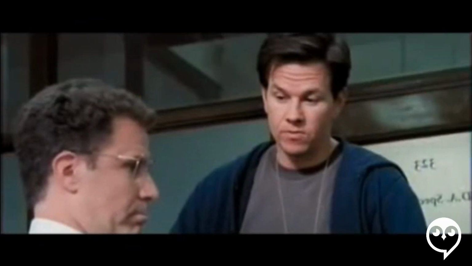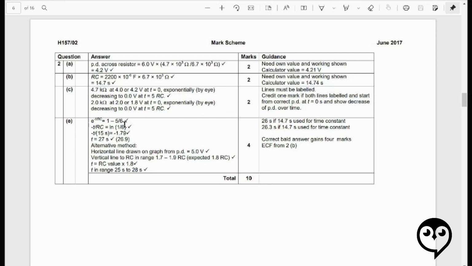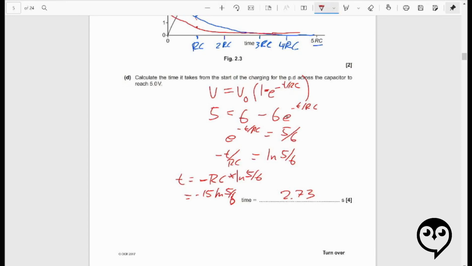Did that go the way you thought it was going to go? Nope. What's going on? Oh, it's 1 minus 5/6. Oh, yeah. Divide everything by 6. I get 5 over 6, 1 minus e to the minus t over RC. I brought this whole thing to the opposite. Oh, so yeah, I should have. Oh, I forgot that bit.